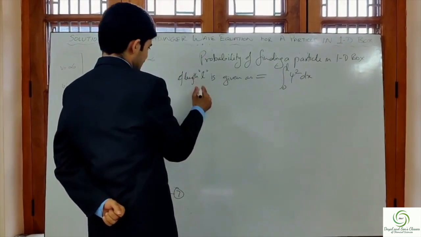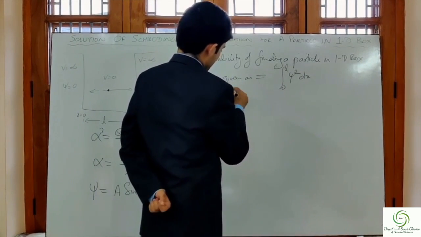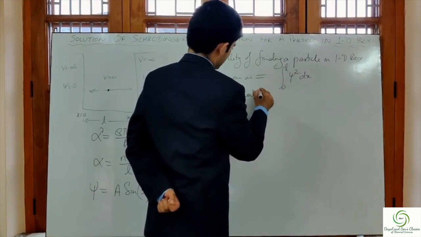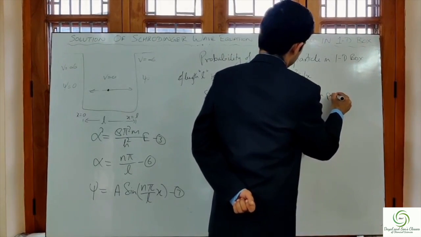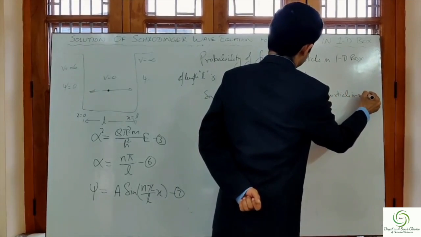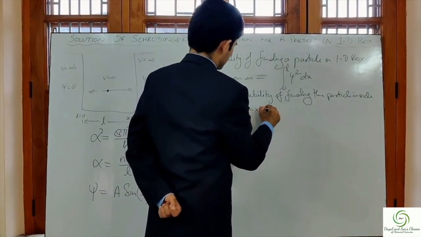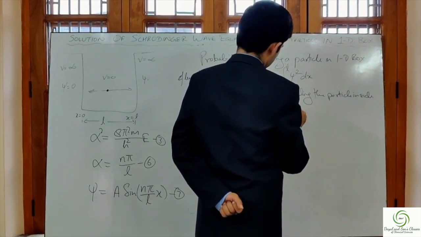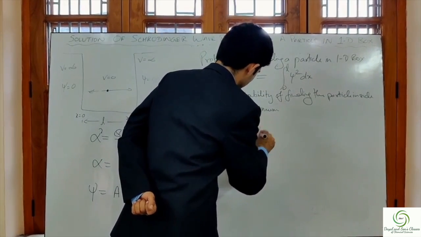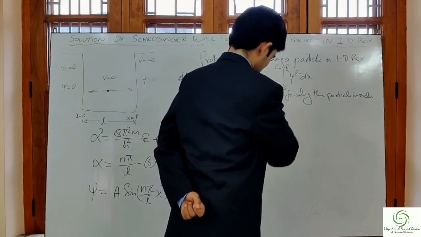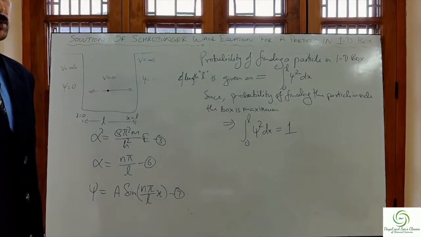Now since the probability of finding the particle inside the box is maximum, this implies the integral from 0 to L of psi square dx is equal to 1. This means the integral from 0 to L of psi square dx will be equal to 1.